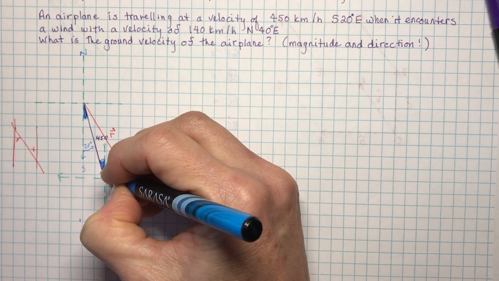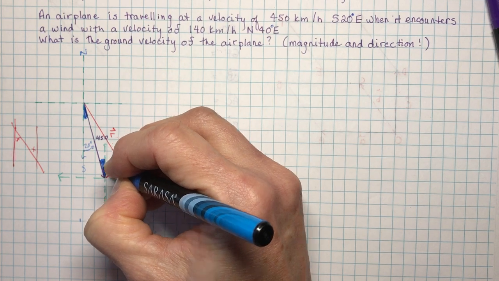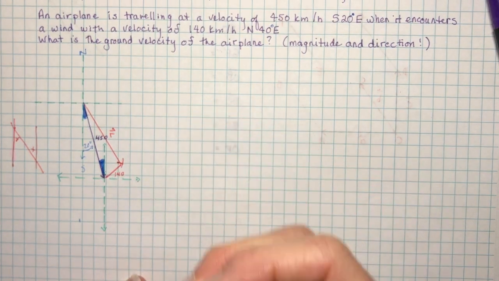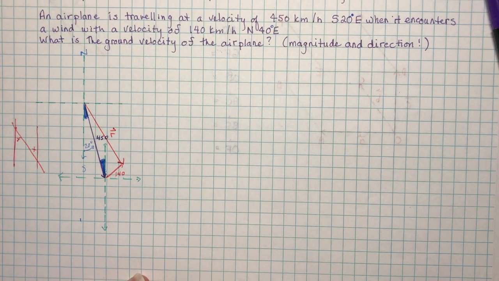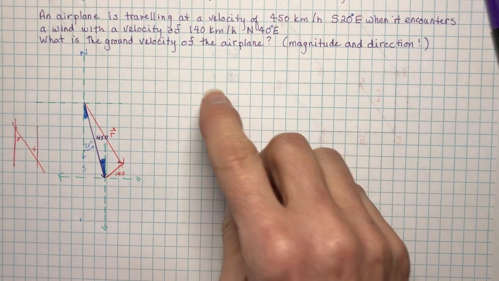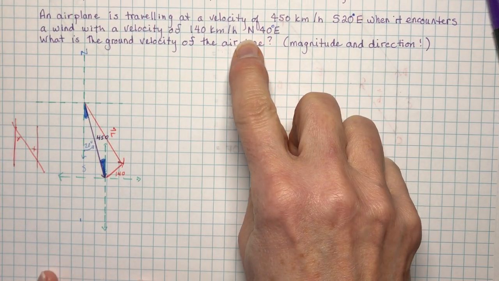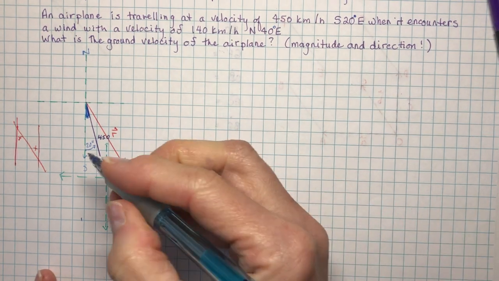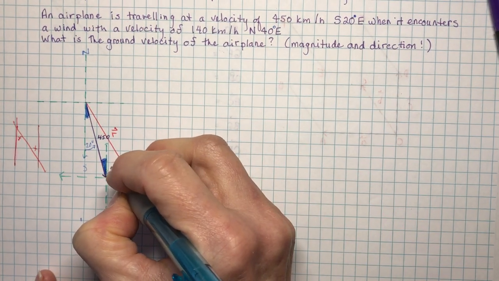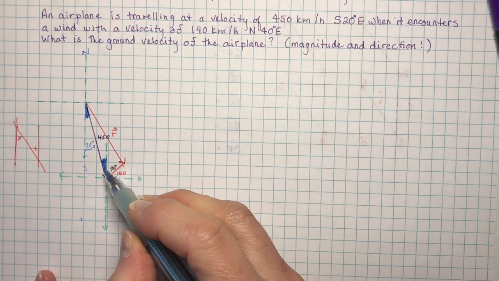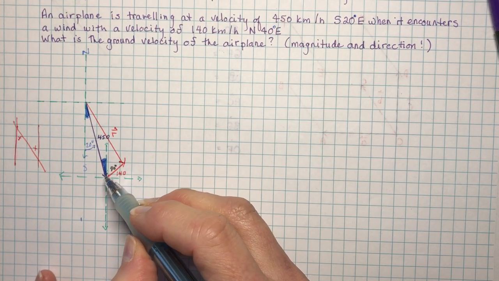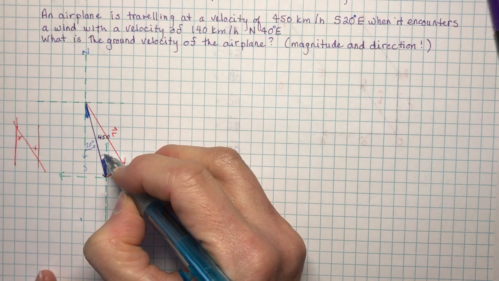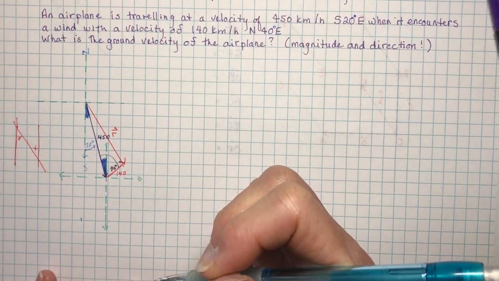And that's kind of the key for you to be able to solve this question, because I know from my second velocity here, this was north 40 degrees east. So I know this is 40 degrees in here, right? And this is 20 more. So that means that this whole angle from here to here is going to be 60.